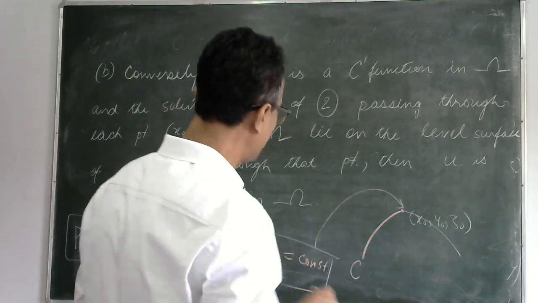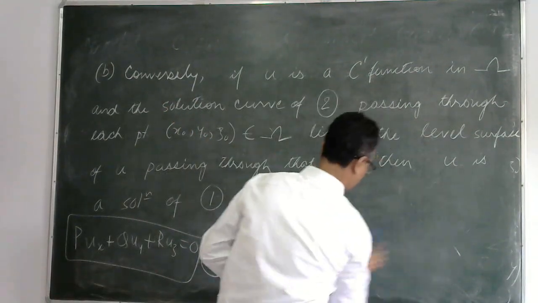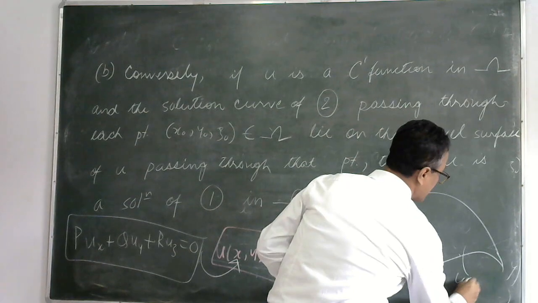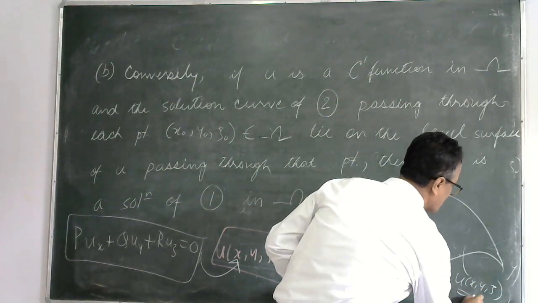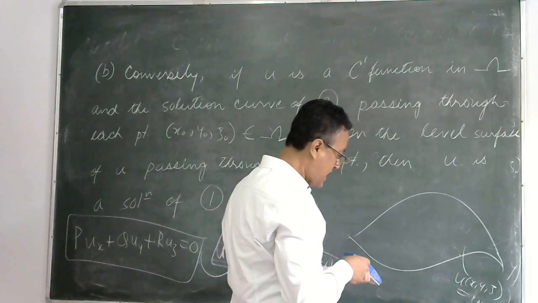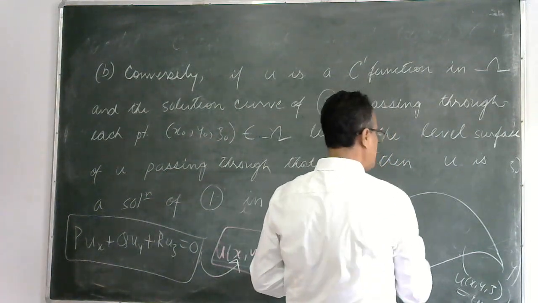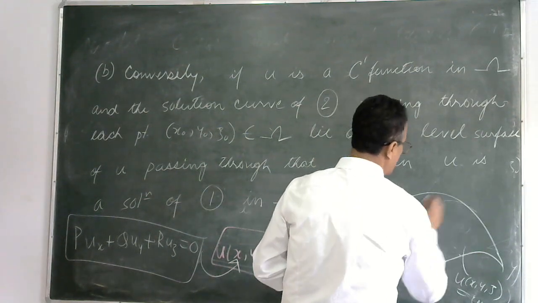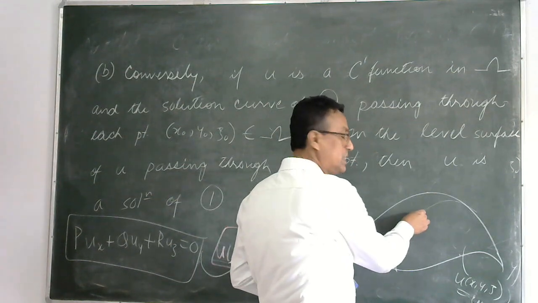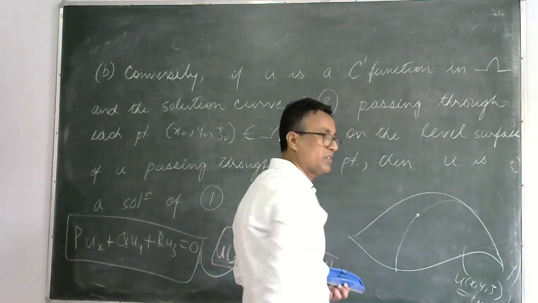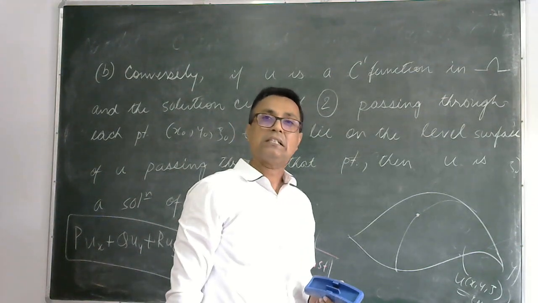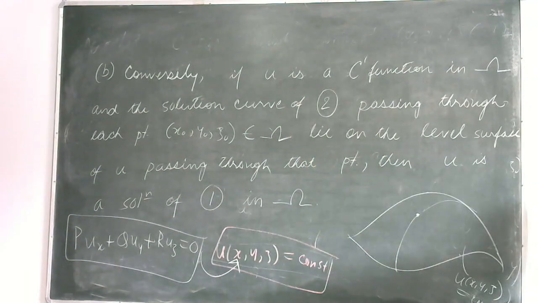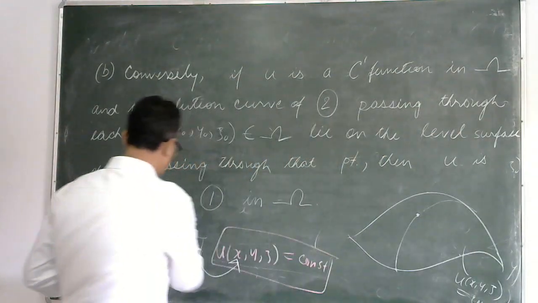Okay, fine. I am giving you a hint. Suppose this is my u(x, y, z) equal to a constant. And what property do I have? If you take any point here and draw an integral curve passing through that point, it is again going to lie on that surface, right? And then you have to prove that this u is a solution of this differential equation.